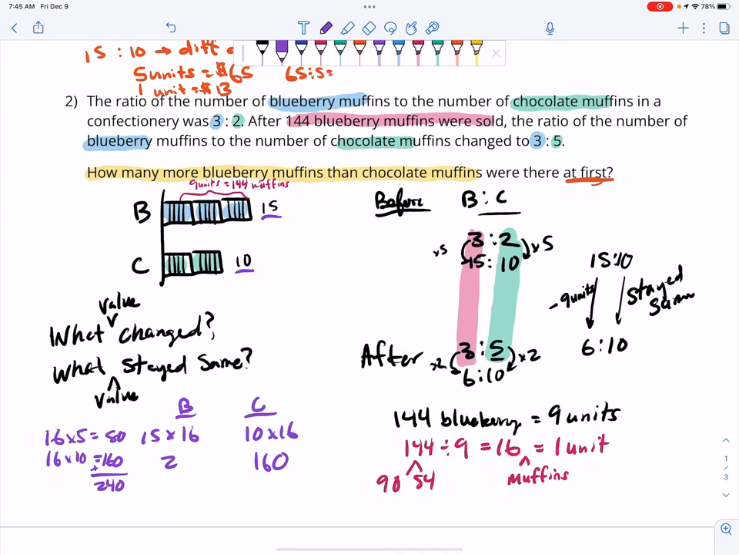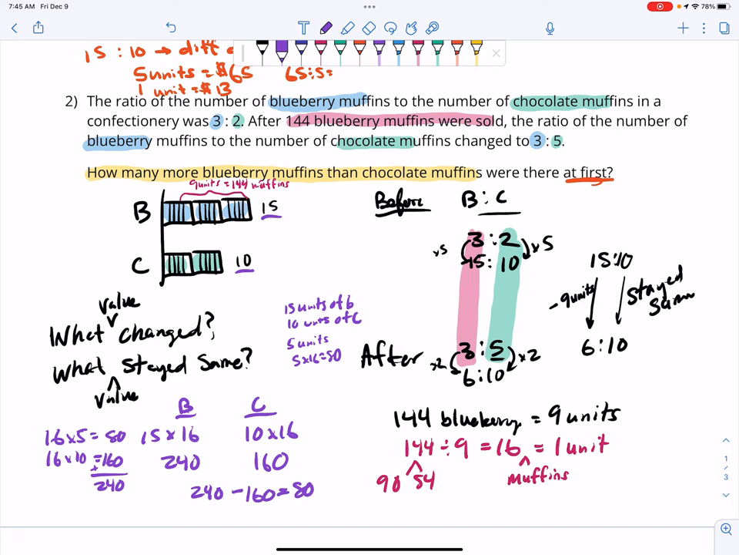Okay, so we have 240 blueberry, 160 chocolate chip, and to figure out how many more of that, we're just going to do some subtraction of 240 minus 160, and you would get 80. Now, I probably could have also just calculated the difference between there were 15 units of blueberries and 10 units of chocolate. So we know the difference is 5 units. 5 times 16 is 80. So I guess we could have done that.